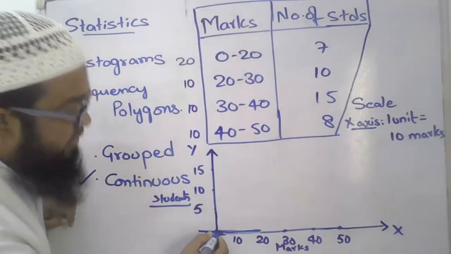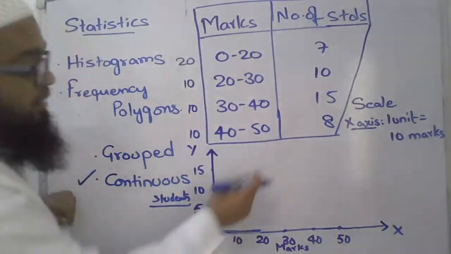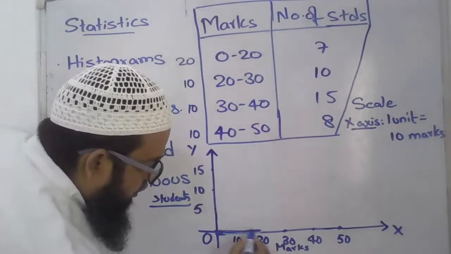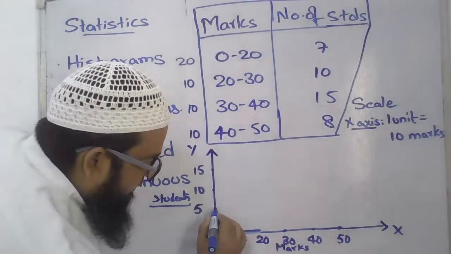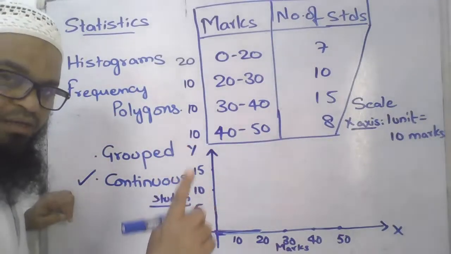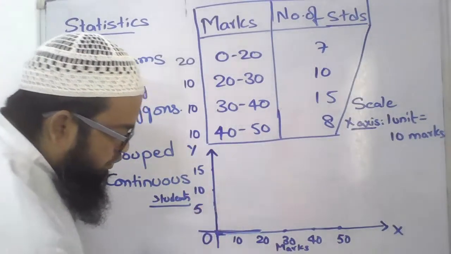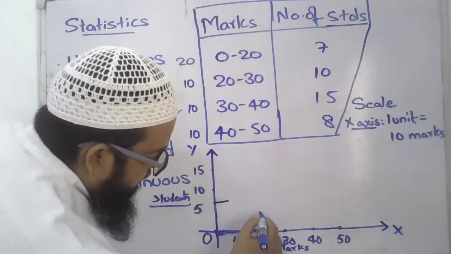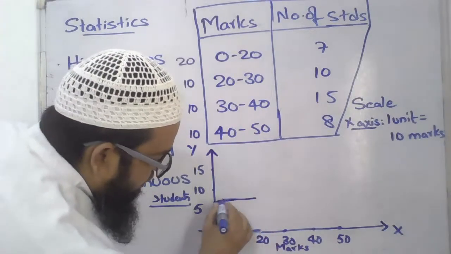So now, one student. So let us say 0 to 20. What is the frequency? It is 7. So till 5 it is there, and take two divisions so that it will become 6, and the next two divisions, it will be 7. So it will be somewhere over here. So draw a line. Use a scale.